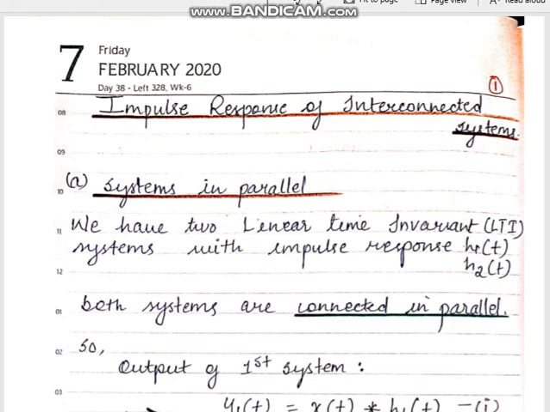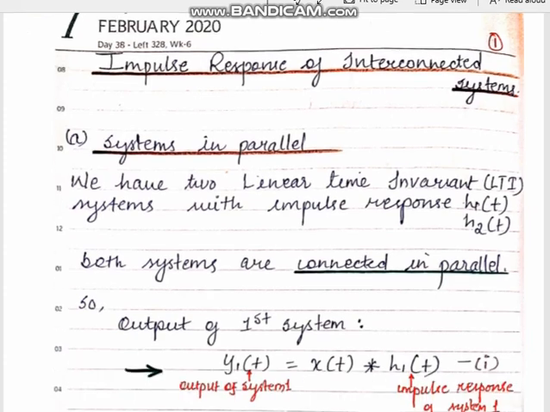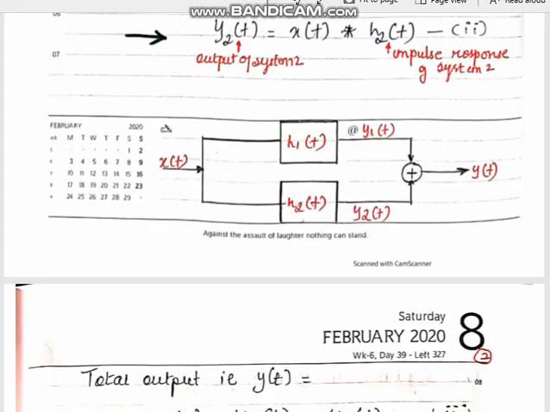So let's dive into our first category, that is systems in parallel. Consider a scenario where you have two LTI systems. That means you have two systems which are linear time invariant systems, and each of these systems has an impulse response. The first system has impulse response h1 of t. The second system has impulse response h2 of t. Both the systems are connected in parallel. Clear? So when you look at this scenario, you will get a layout something like this.